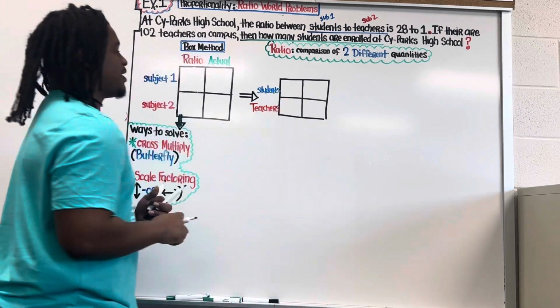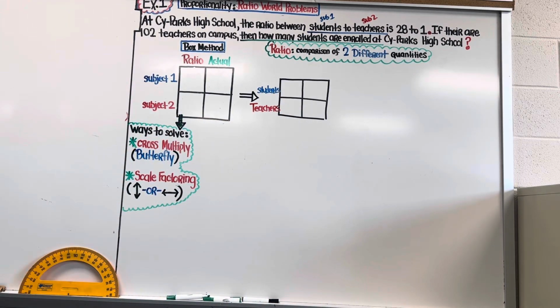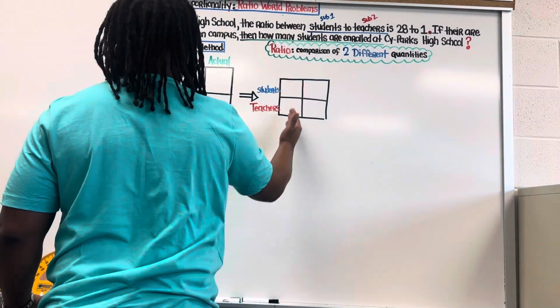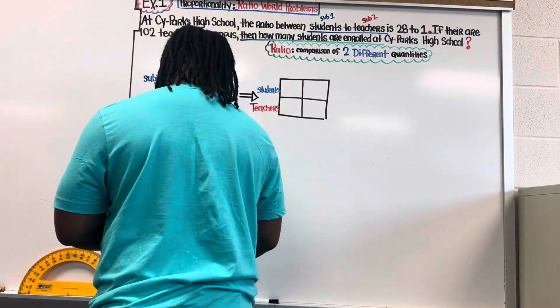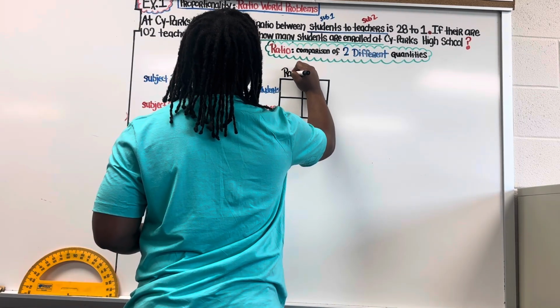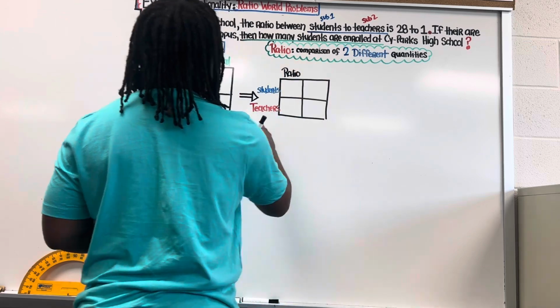It's the first thing we should do, guys. We should label our rows, right? Now, what we're gonna do is label the first column as ratio. This is where the ratio between the number of students and the number of teachers will go, all right?